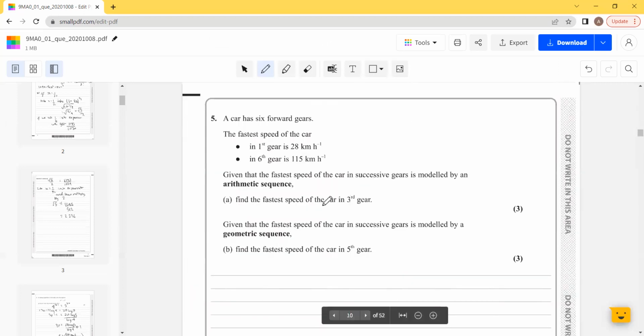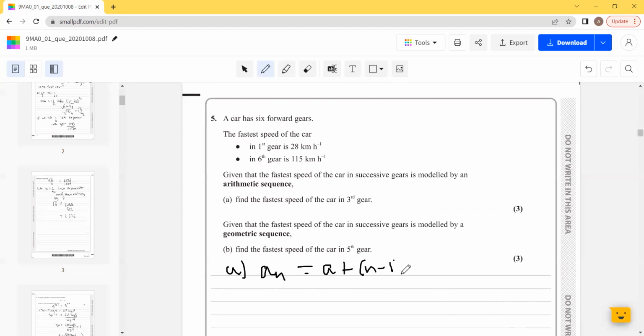Okay. Question 5. A car has 6 forward gears. The fastest speed of the car in first gear is 28 kilometers per hour, and in sixth gear is 115 kilometers per hour. Given that the fastest speed of the car in successive gears is modeled by an arithmetic sequence, find the fastest speed of the car in its third gear. So for an arithmetic sequence, we know that an is equal to a plus n minus 1 times d. So we need to find what the common difference is.